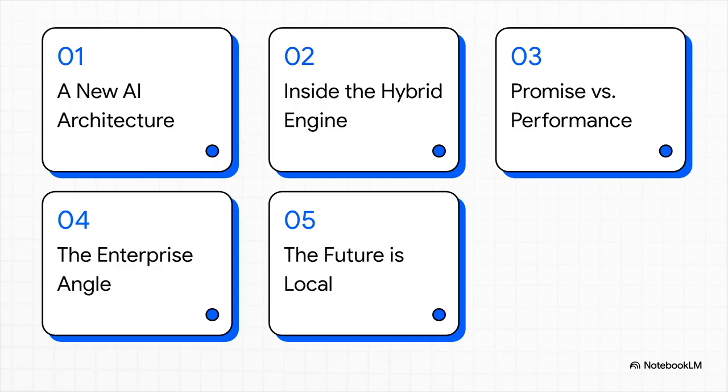So, here's how we're going to break it all down. First, we'll look at the big problem Granite is built to solve. Then, we're popping the hood on its hybrid engine. After that, we'll see how its promises stack up against real-world tests, we'll cover why it's built for business, and finally, what all this efficiency could mean for AI running on your local devices.